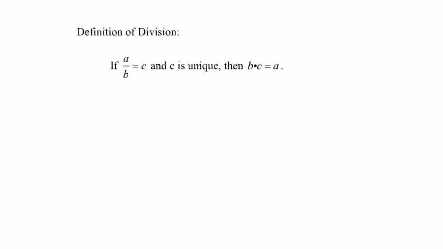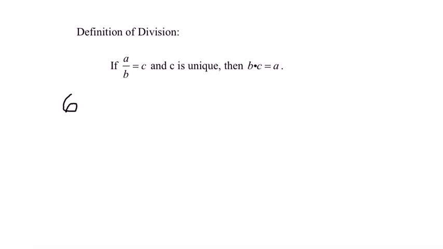In this video, we're going to explore why dividing by 0 is undefined. But first, what we need to do is familiarize ourselves with the definition of division. The definition of division states that if A divided by B equals C, and C is unique, then B times C equals A.